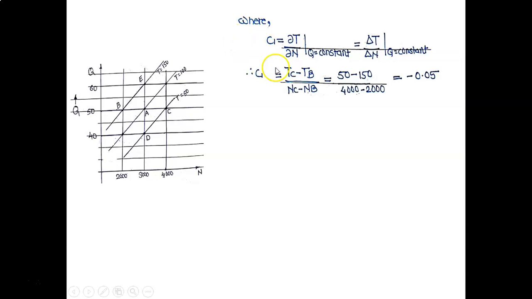Therefore, C1 is equal to TC minus TB divided by NC minus NB, which is equal to, what is TC? TC is equal to 50, minus TB, which is equal to 150. Therefore, 50 minus 150 divided by NC. NC is equal to 4000 minus NB, which is equal to 2000.